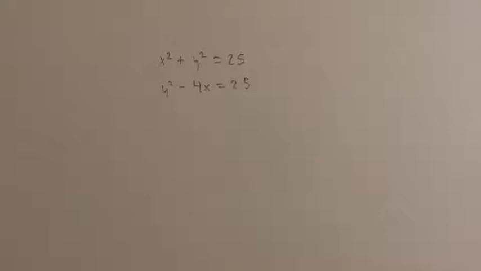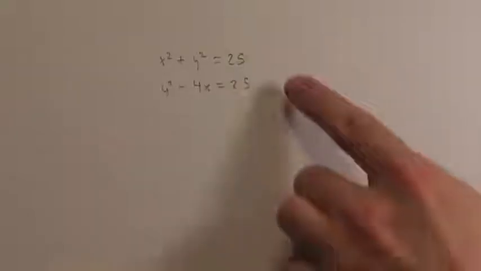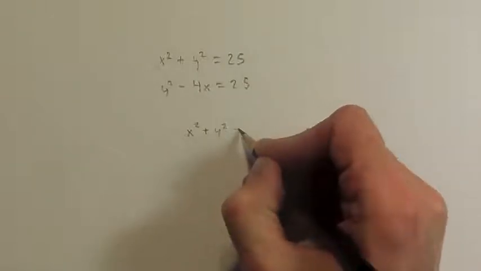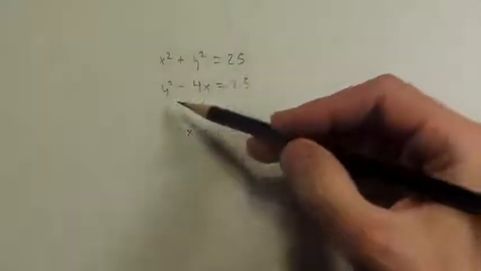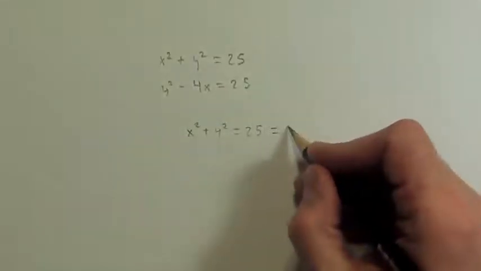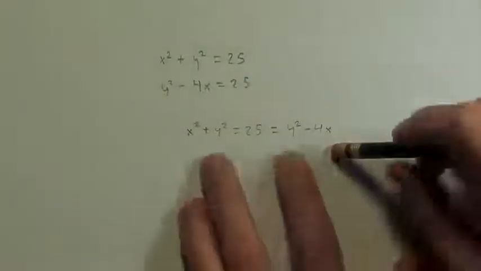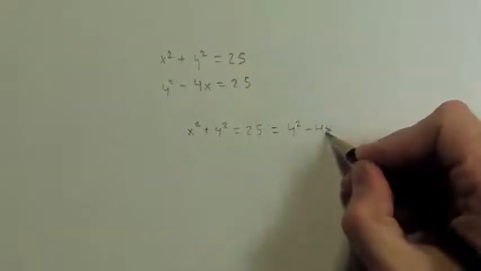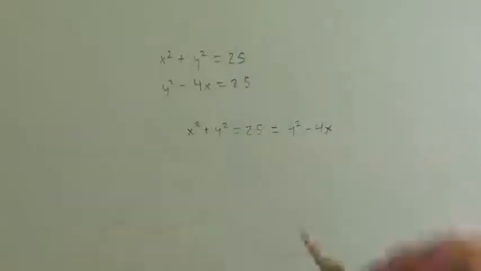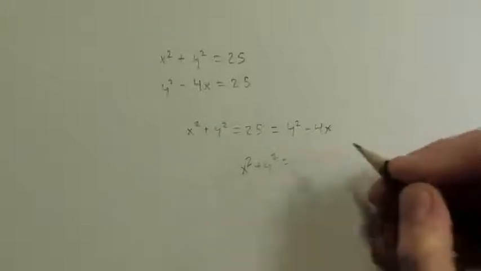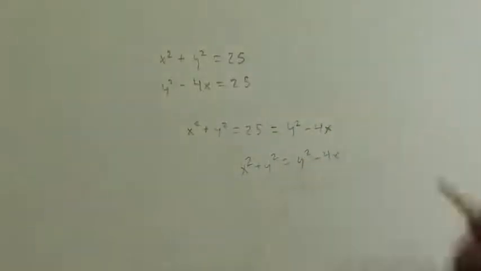Okay, but the addition method is not the only way to solve this equation. In fact, some of you might have looked at this and thought, well, hang on, if x squared plus y squared is equal to 25, but 25 is also equal to y squared minus 4x, can't I just say that these things are equal? Right? And remove that 25 if both of them are equal to 25. Doesn't that mean that x squared plus y squared is equal to y squared minus 4x?